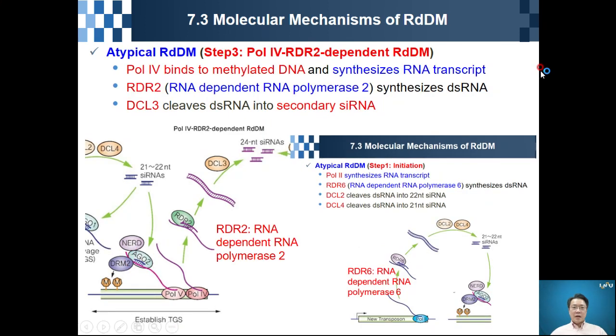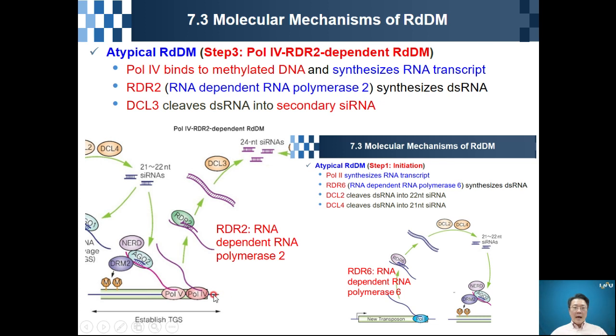So in this slide, I will explain the final step in the atypical RdDM. We call it the RNA polymerase 4 and RDR2 dependent RdDM. Previously in atypical RdDM, in step 1, the initiation step, usually RNA polymerase 2 binds to the DNA region. However, in this DNA region, RNA polymerase 5 is involved, and after that, DRM2 methylates this region.